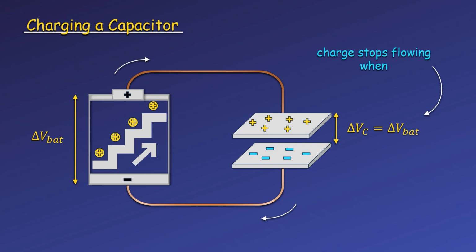The same is true for the bottom plate and bottom wire in the negative terminal. Now the charge on the plates is equal to the capacitance times the voltage across the capacitor, which again is now the same as the voltage across the battery. Now let's look at combining multiple capacitors.